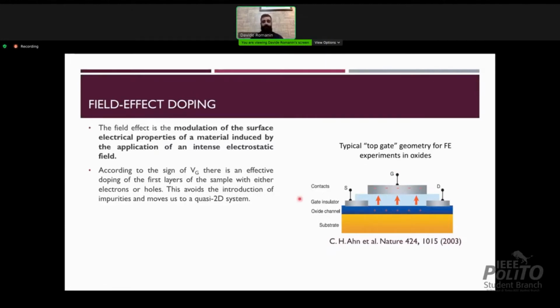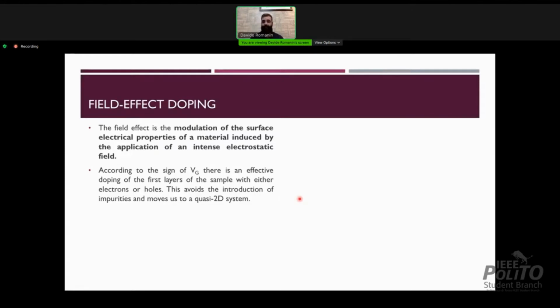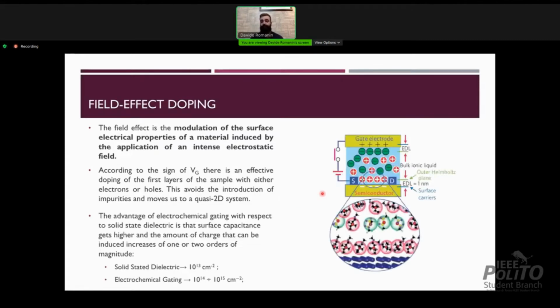Moreover, if instead of a solid dielectric we use a liquid or a gel electrolyte, we can exploit the formation of an EDL, an electric double layer, at the interface between the electrolyte and the material, which acts as a nanocapacitor. Therefore, the electric field becomes very high in magnitude, and we can achieve induced charges which are 1 or 2 orders of magnitude higher than solid-state dielectric devices.